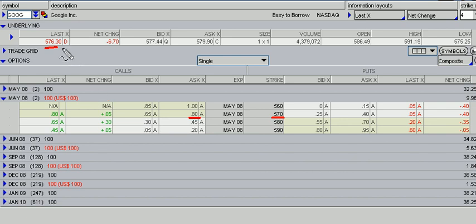As long as Google closes above $570 per share on options Friday, these are regular options. The last trading time is after the market closes on the third Friday, and the options expiration is the Saturday at 11:59 a.m. that follows the third Friday. So really, options expiration is on Saturday.